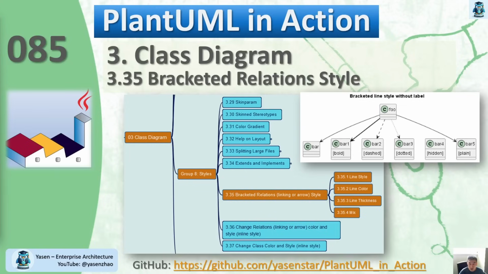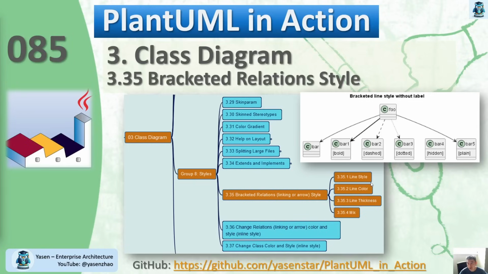Go to the 335. It's called the bracketed relations style, either for link or for arrow. So we will talk about the four parts altogether. So one is the line style. I put this sample diagram here. And also we will show you how to change the line color and then the line thickness.